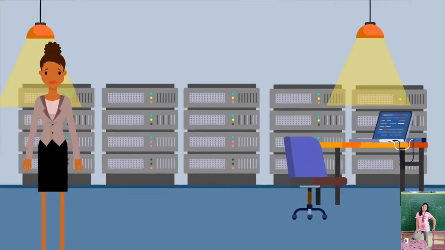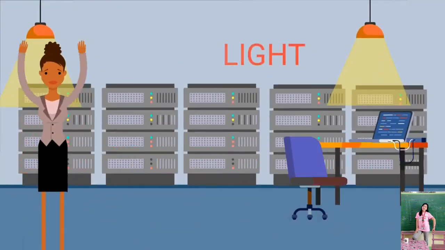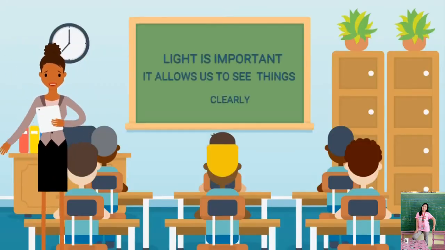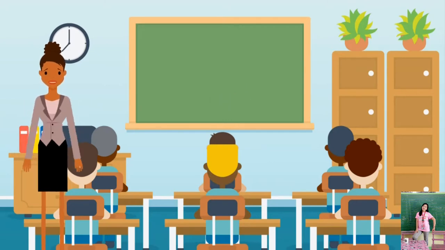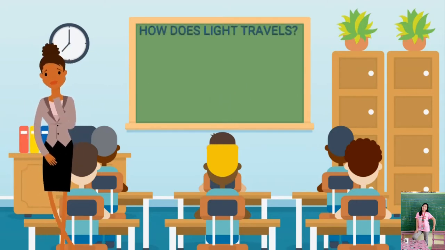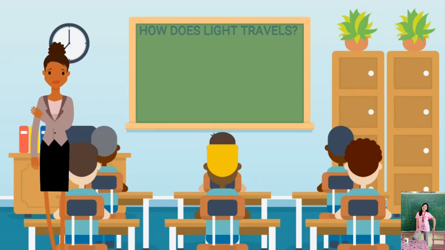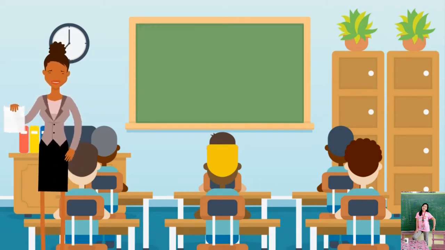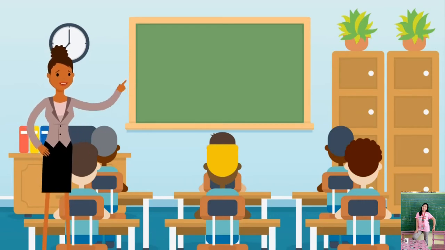We can see everything in our environment only when we switch on the light. Light is important because it allows us to see things clearly. But think about this. How does light travel? We will find out as we move further to our activity.